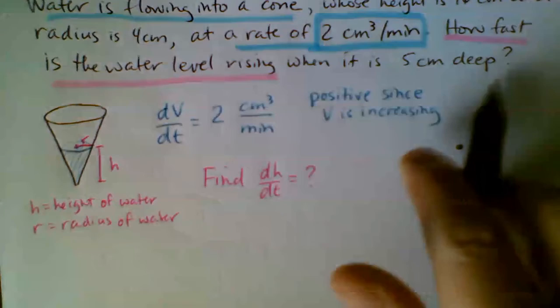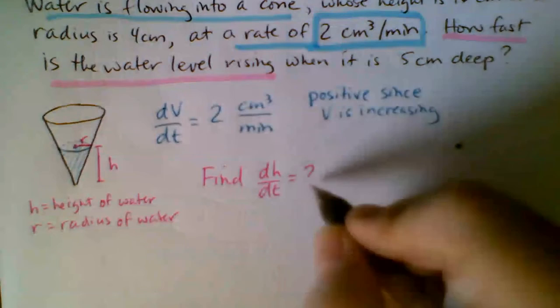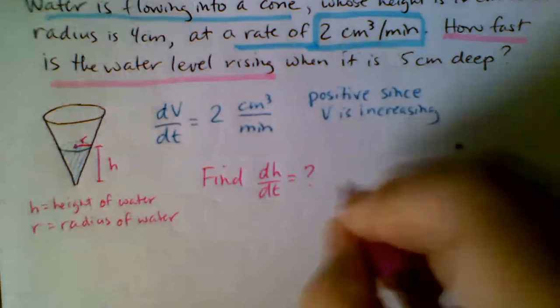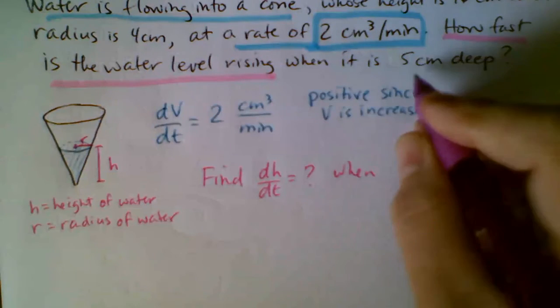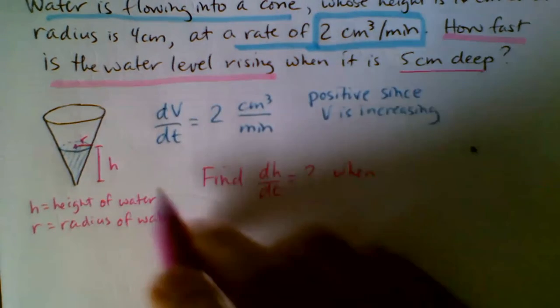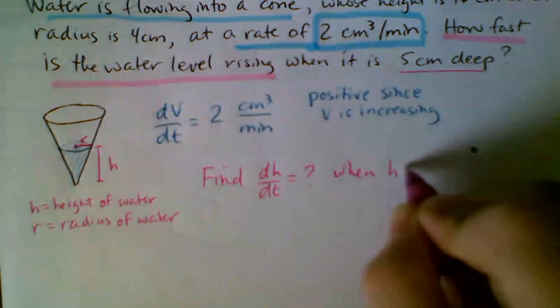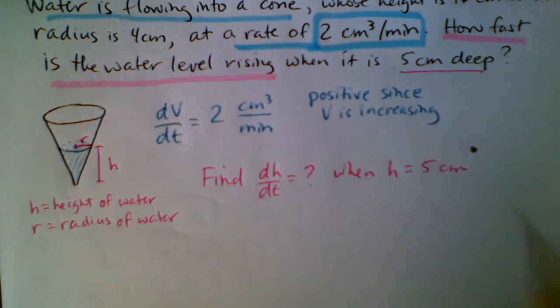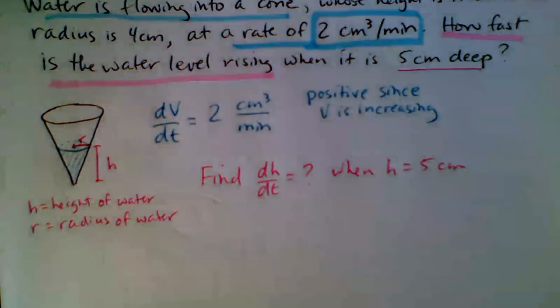And then when it is 5 centimeters deep, so we want to find dh/dt when h, because 5 centimeters is just a regular height, so when h is equal to 5 centimeters. So that's the pink part translated into words there.